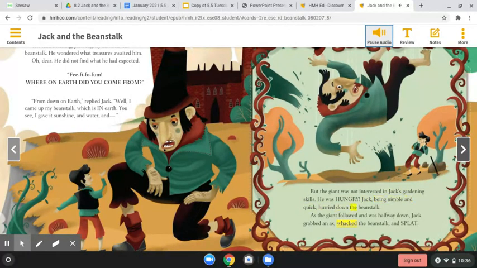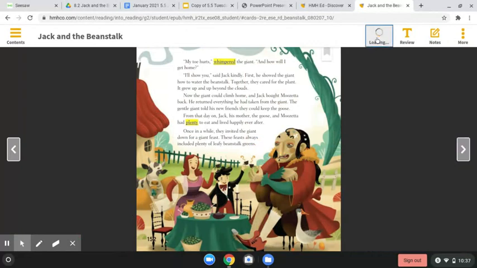As the giant followed and was halfway down, Jack grabbed an axe, whacked the beanstalk, and splat! My toe hurts, whimpered the giant. And how will I get home? I'll show you, said Jack kindly.